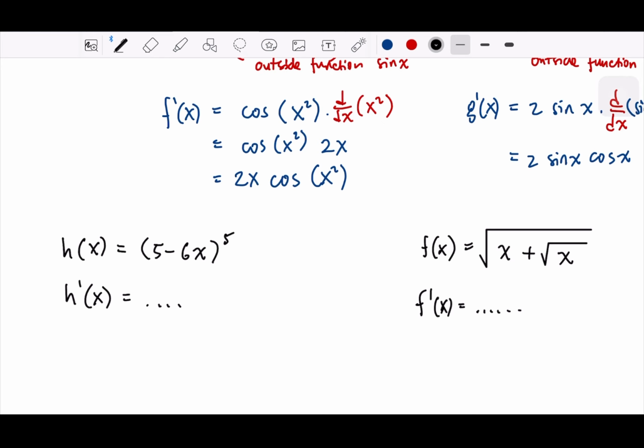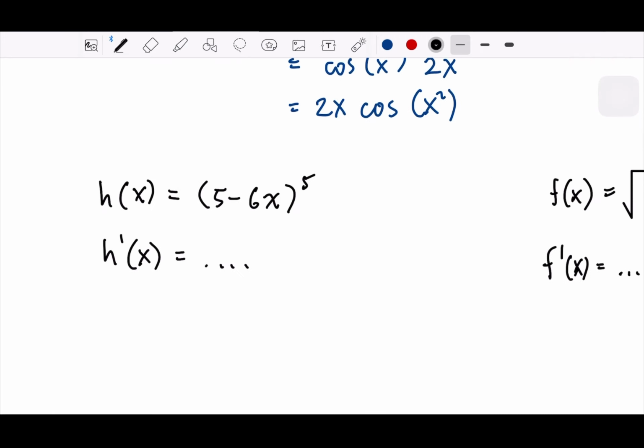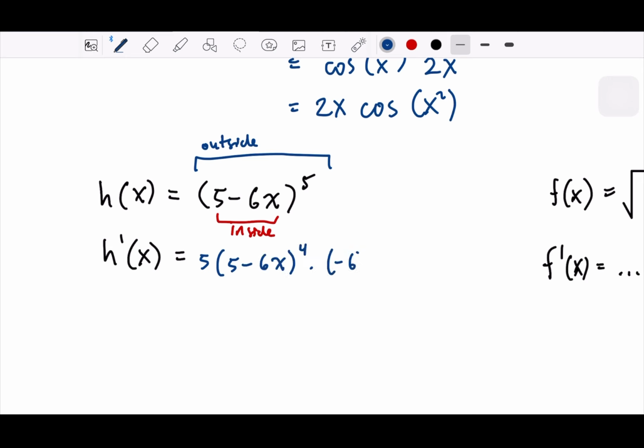Okay, so the first one, I think it should be quite easy. We can imagine that this will be the outside and this will be the inside. So you could take 5 and multiply with -6, or we can have -30. Okay.